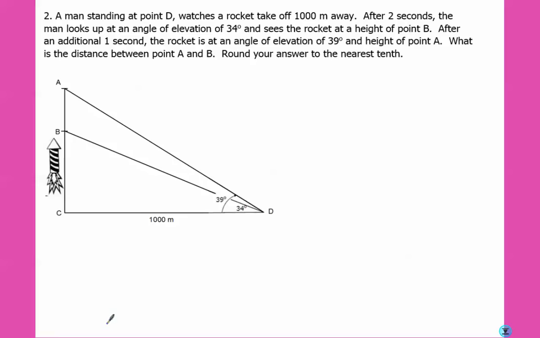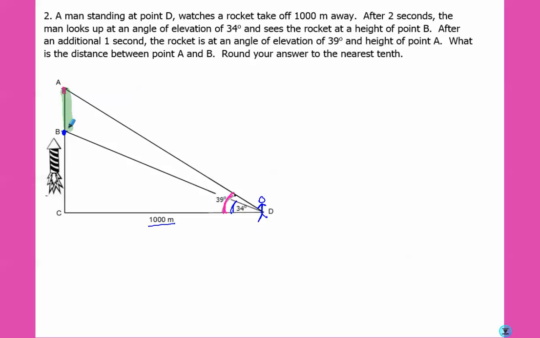And our last example: a man standing at point D, so the man's over here, watches a rocket take off from 1,000 meters away, which is right here. After 2 seconds, the man looks up at an angle of elevation of 34 degrees, so that's this angle here, and sees the rocket at a height of point B. After an additional 1 second, the rocket is at an angle of elevation of 39 degrees and a height of point A. What is the distance between A and B?